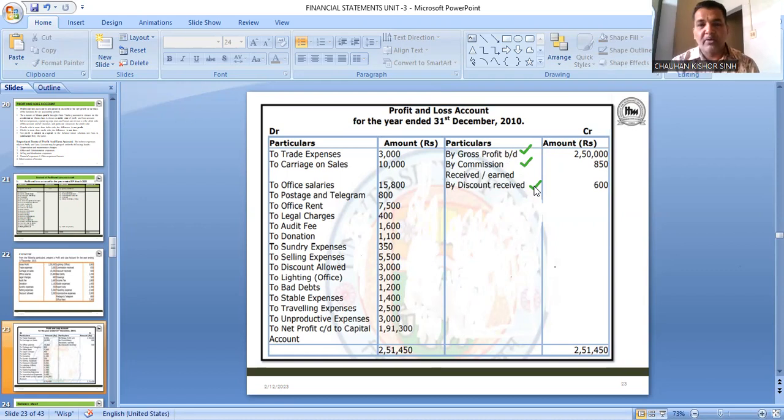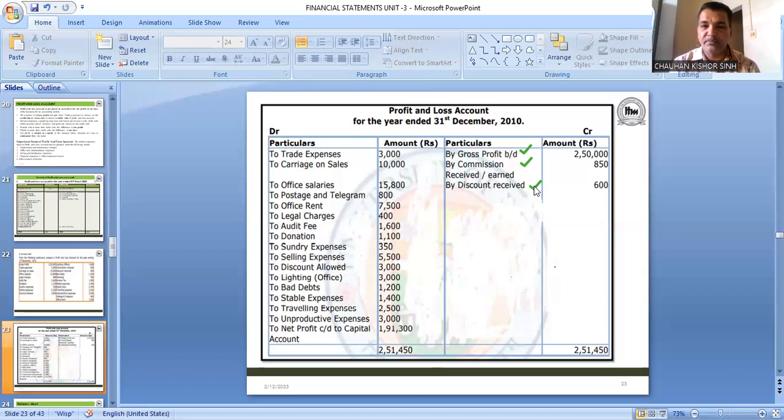While preparing profit and loss account, at the top, you have to mention profit and loss account for the year ended 31st December 2010. Whatever year is given, that you have to mention. Credit side, we write gross profit and all other income apart from sales, because sales is already recorded in the trading account. Then all the indirect expenses which are given in the question, you have to debit on the debit side. Please remember, when you record on the debit side, it is custom to write "To trade expense", "To carriage on sales", "To office salaries", like that.